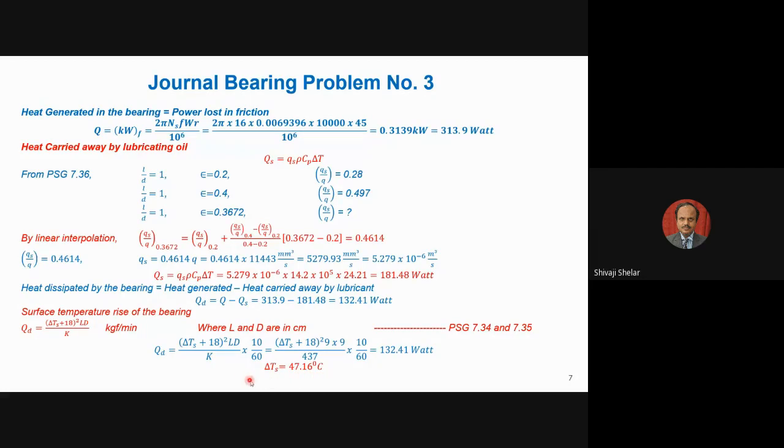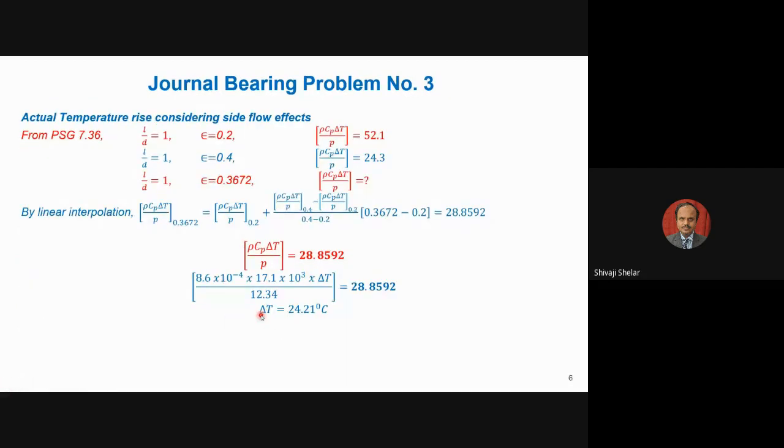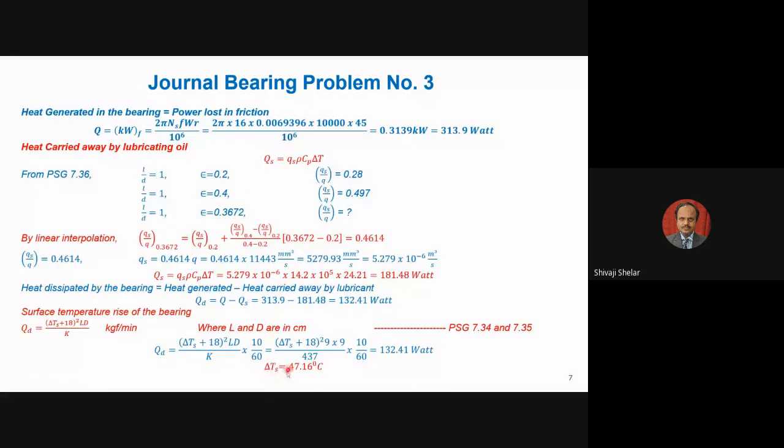If your ambient temperature is, say, 30 degrees Celsius, then the surface temperature of your journal or bearing will be equal to TA plus delta TS, that is 47 plus 30, which comes to 77 degrees Celsius. Now, delta TS is the surface temperature change, and in the earlier calculation, the delta T we calculated is the oil temperature change. This is the temperature change for the surface of the bearing. These are important design parameters.